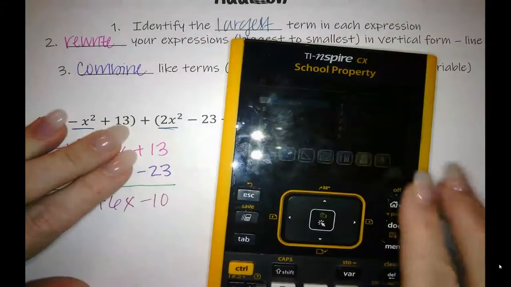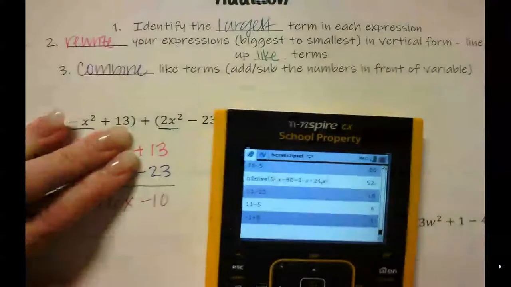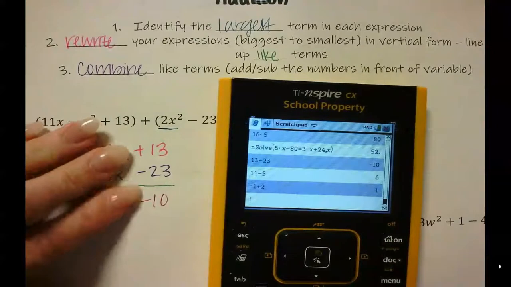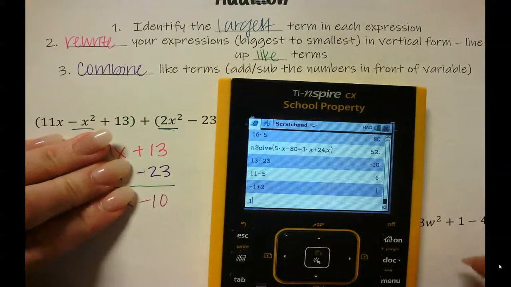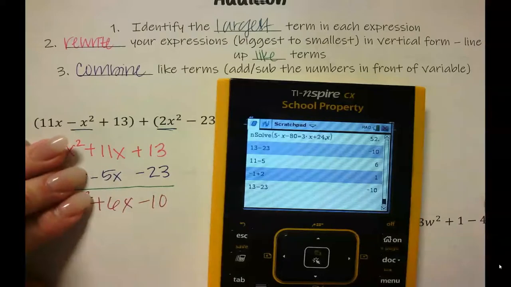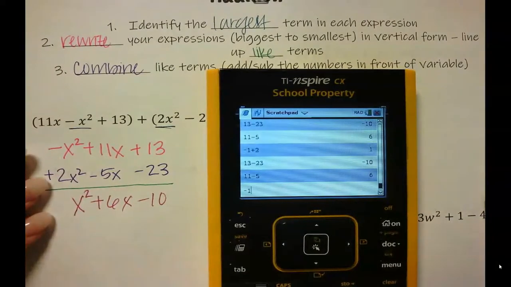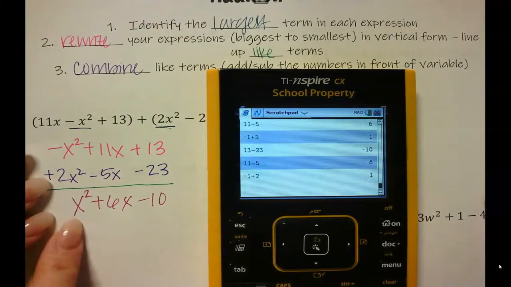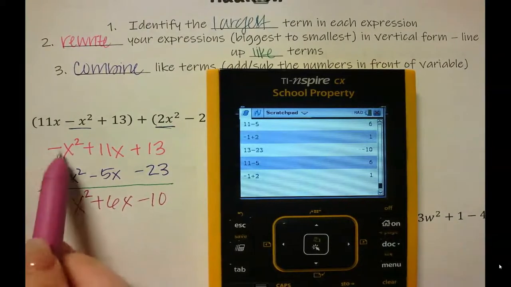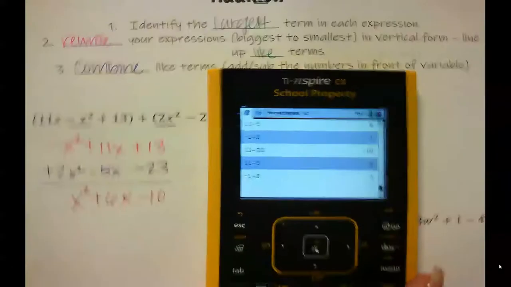let me show you. All right, I was literally just combining these. So I did 13 minus 23, that gives me negative 10, so I wrote down negative 10. Positive 11 minus 5, that gives me positive 6, so plus 6x. Negative 1 plus 2, that gives me positive 1. Remember, if there's no number in front of your x, that's understood to be 1. So that's a negative 1 plus 2. And that's it. That's all we are doing.